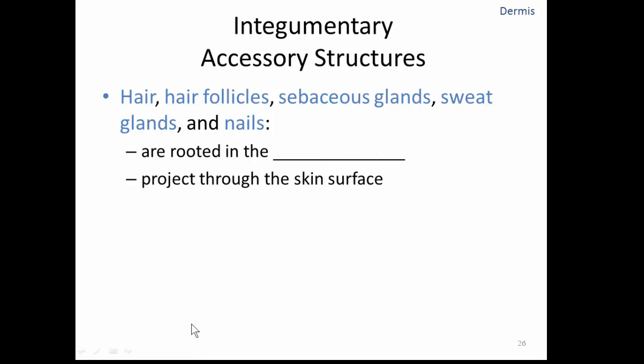Other accessory structures we might find in the dermis include things like hair and hair follicles, sebaceous glands, sweat glands, and nails. All of these structures are rooted in the dermis. So they start in the dermis, but many of them project through to the skin surface.